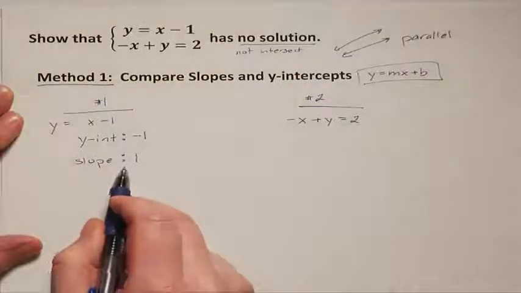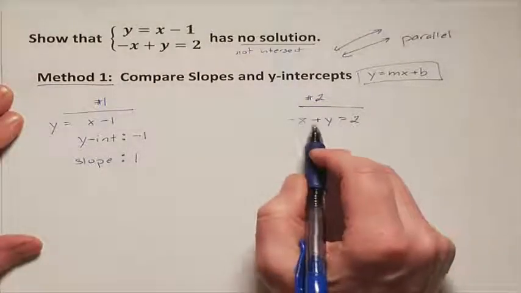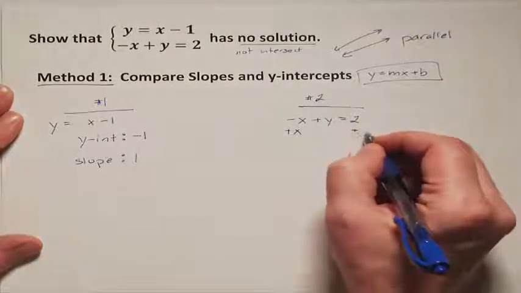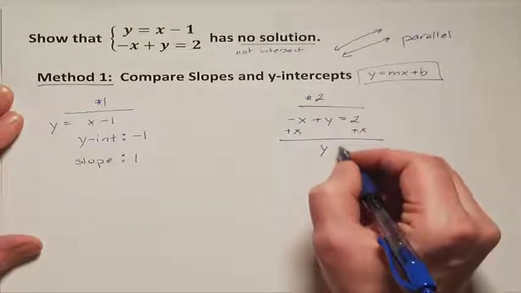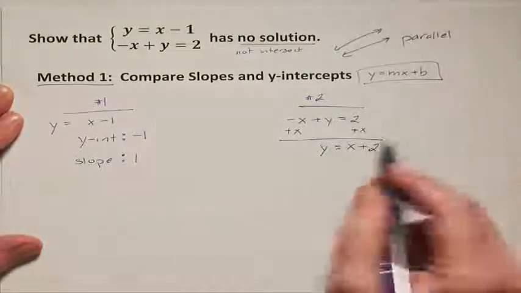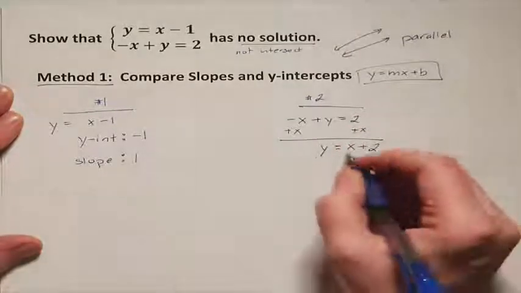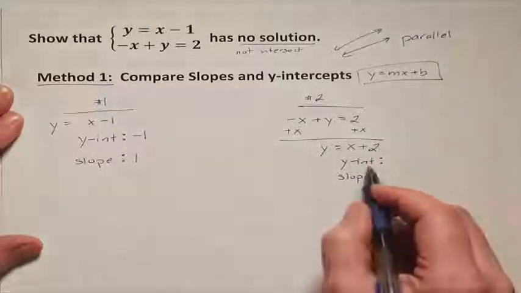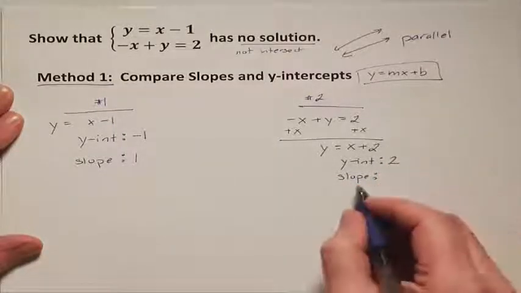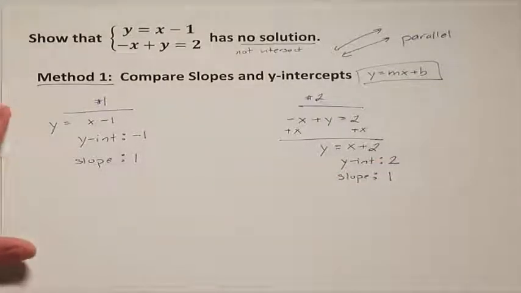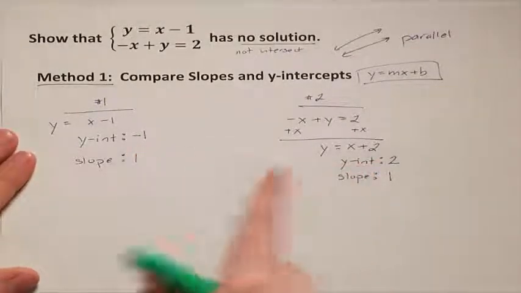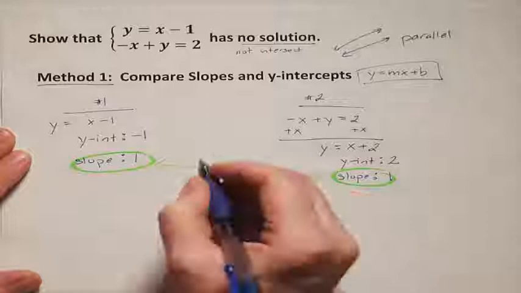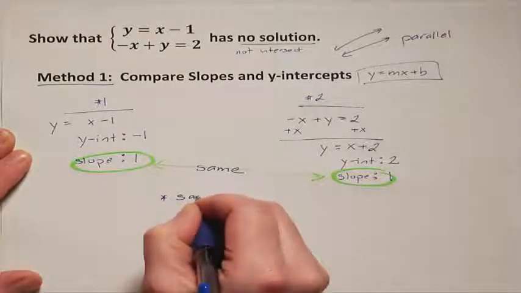Well, I need to be able to compare this to line 2. Line 2 is not in y equals form, so I need to do algebra, which means I need to add x to each side. So I get y equals x plus 2. Now that it is in y equals mx plus b form, I can identify my y-intercept and my slope. The y-intercept is the b of 2. My slope is the number in front of x, which is 1. What do you notice about the y-intercepts and the slopes? I notice that my slopes are the same.